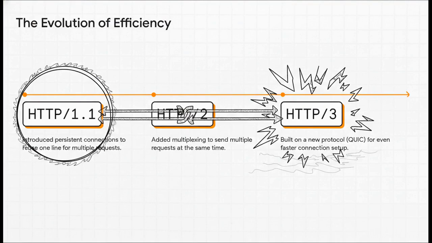So way back, HTTP/1.1 learned how to keep the connection open so you didn't have to start over for every single file. Then came HTTP/2, which was a huge leap. It figured out how to send a bunch of requests all at the same time over that one connection. And now, the latest version, HTTP/3, is built on a totally new foundation to be even faster, especially when you're on a choppy connection like your cell phone data.